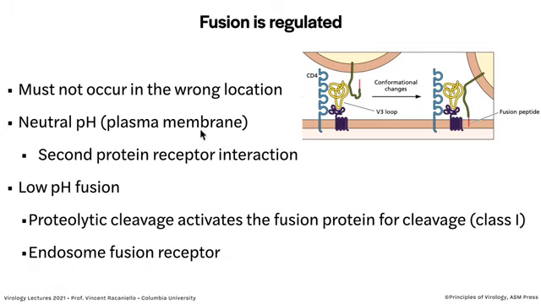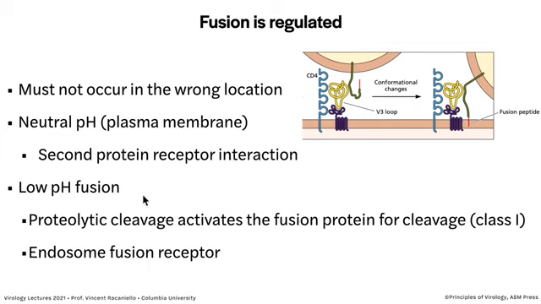And I've told you a couple of ways it's regulated today. At the plasma membrane, where it occurs at neutral pH, the plasma membrane is not acidified, you need a second protein receptor interaction. You can have the paramyxovirus, where the virus protein interacts with the receptor, and that triggers the F protein to come out. Or in the case of HIV, you have 2 protein receptors.